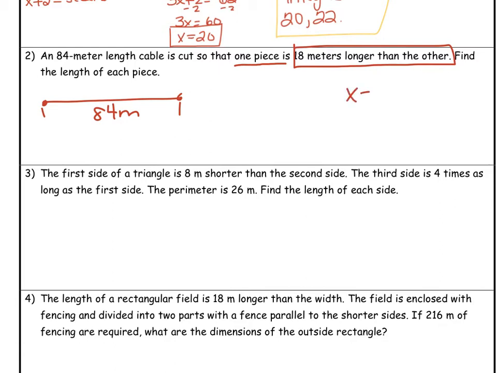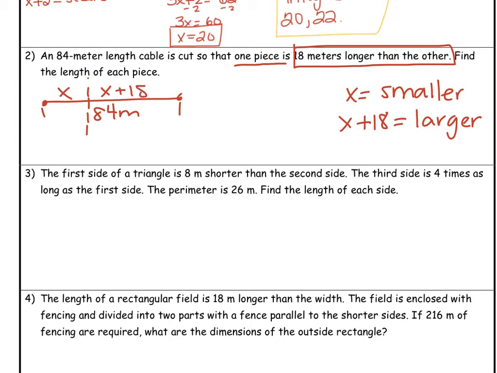So we're going to let x equal the smaller piece, and the other one is 18 meters longer. x plus 18 is the larger piece. So this cable is cut into two pieces. So let's say the cable is cut right there. This is x, and this is x plus 18.